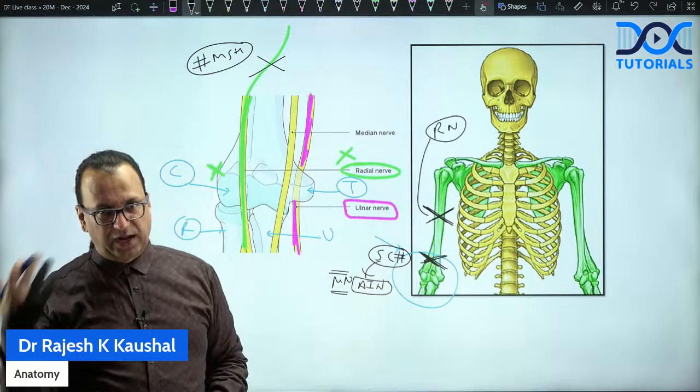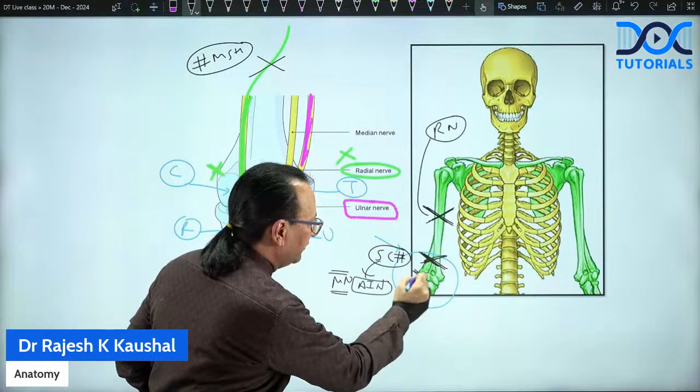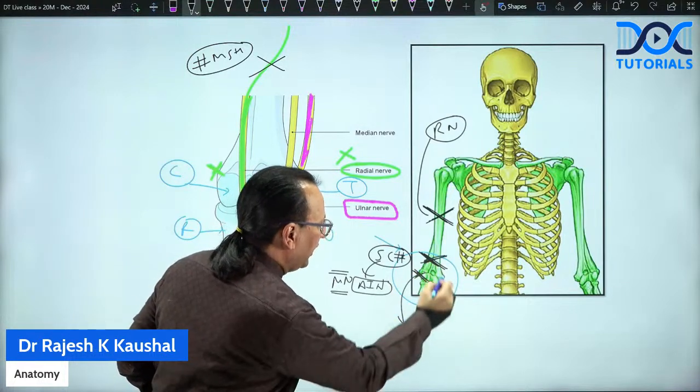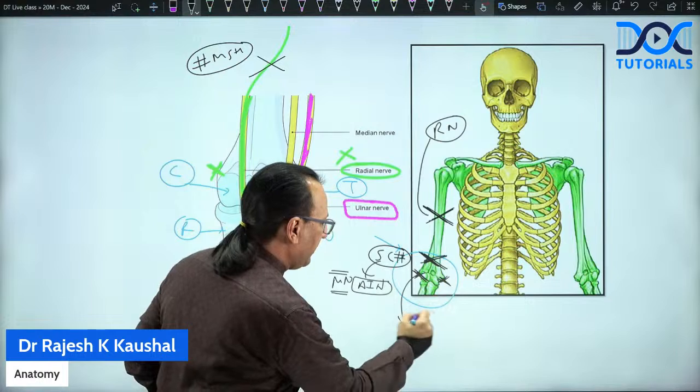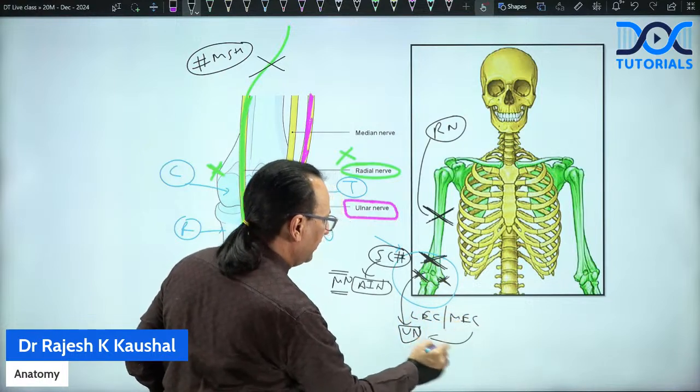And what if there is a fracture of the lateral condyle? If fracture of the lateral condyle, ulnar nerve. And what if there is a fracture of the medial epicondyle? Ulnar nerve. So maybe lateral epicondyle or maybe medial epicondyle, the answer remains ulnar nerve.